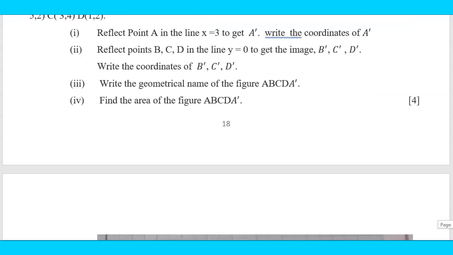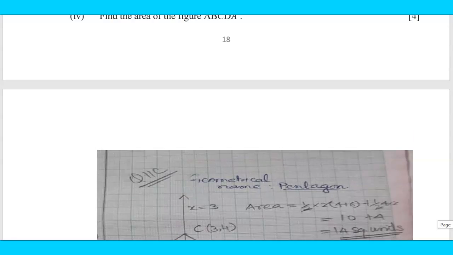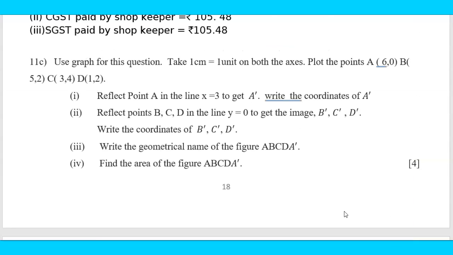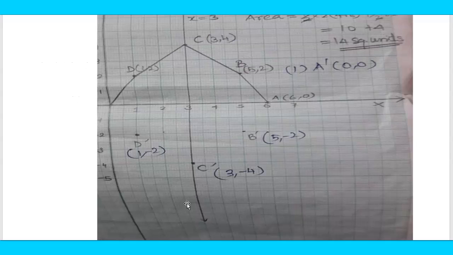Now the last question is a reflection question. You see that x is equal to 3. X is equal to 3 means a line parallel to the y-axis passing through this point. This line is x equals 3. Using this line, you have to reflect these points. So these points D and A will be here. If you correctly plot these points, you will get a pentagon structure.